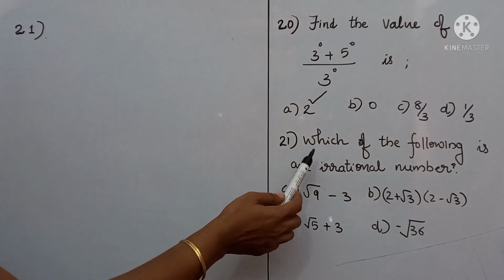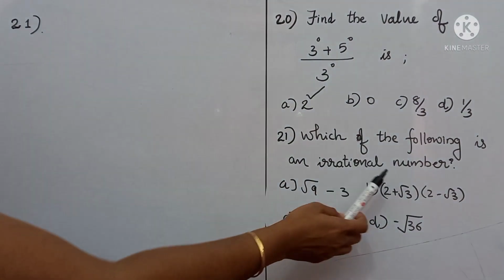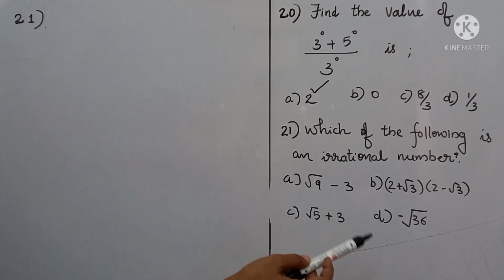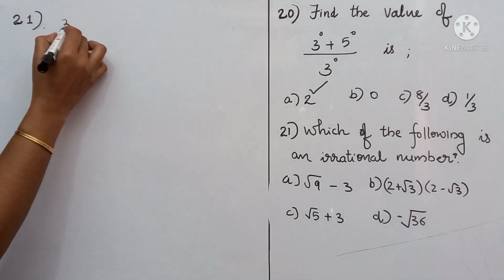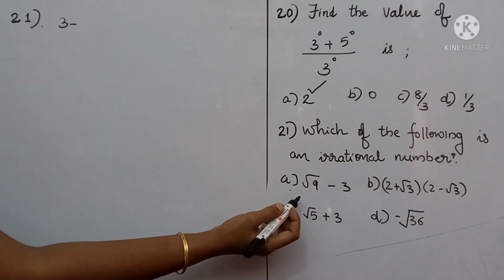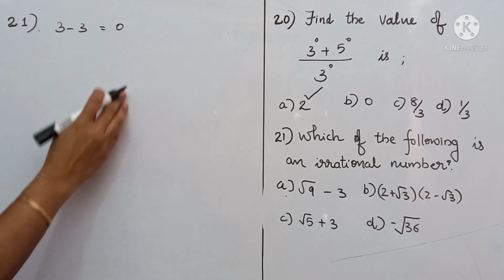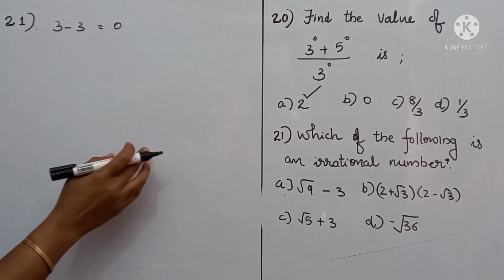The 21st question, which of the following is an irrational number? Here the options are given. First one, root 9 minus 3. We know root 9 is 3. We have to check it one by one. 3 minus 3 is equal to 0. 0 is a rational number. So option A we cannot choose.